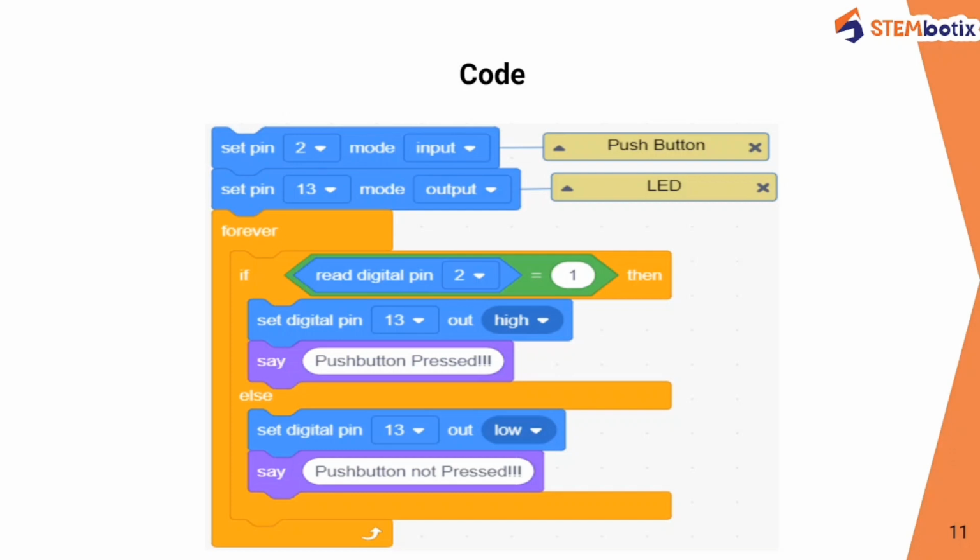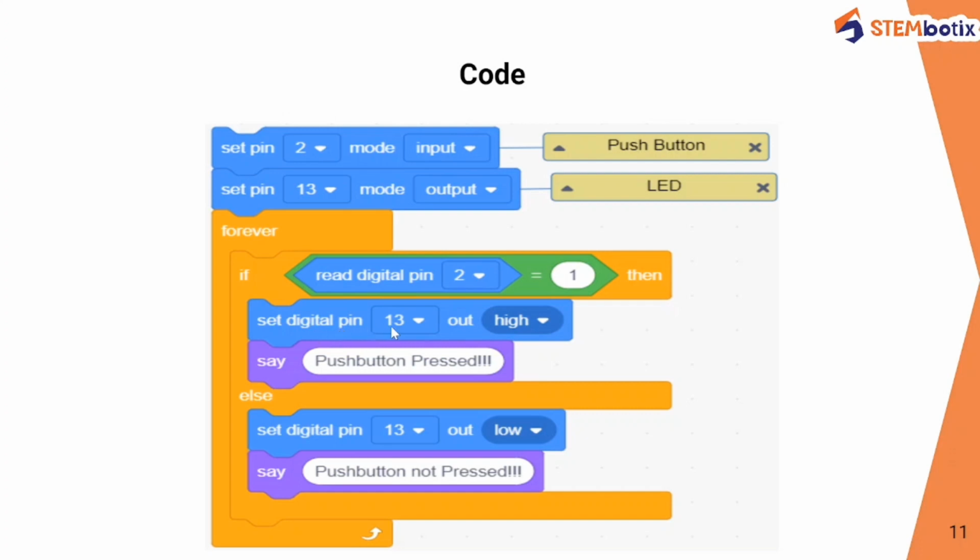The push button is an input device, so we read digital pin number 2. Whenever the push button is pressed, digital pin number 2 will receive a signal. Whenever it receives a signal 1, it means the push button is pressed. And when the push button is pressed, the pin connected to the LED will have to go to the on state.